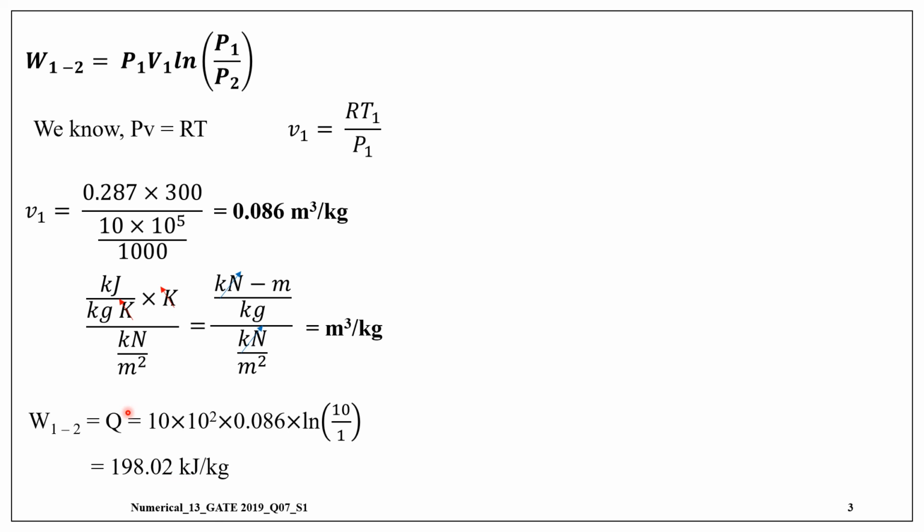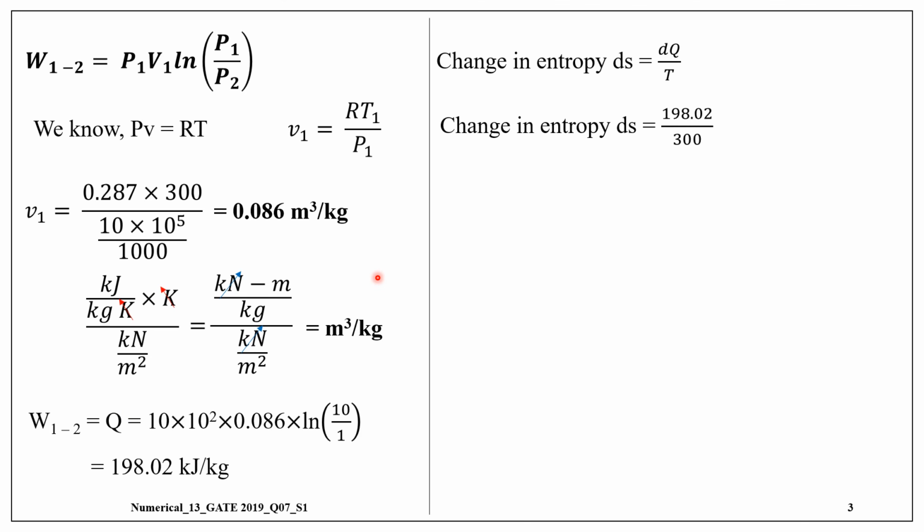Of course, we are interested in calculating what is the entropy change during this process. And that entropy change is equal to dq divided by T. We calculated Q over here, substitute the value. So ds is equal to 198.02 by the temperature at which the process takes place. That is an isothermal process, which is equal to 300 Kelvin. Calculation of that yields ds is equal to 0.66 kilojoules per kilogram Kelvin.